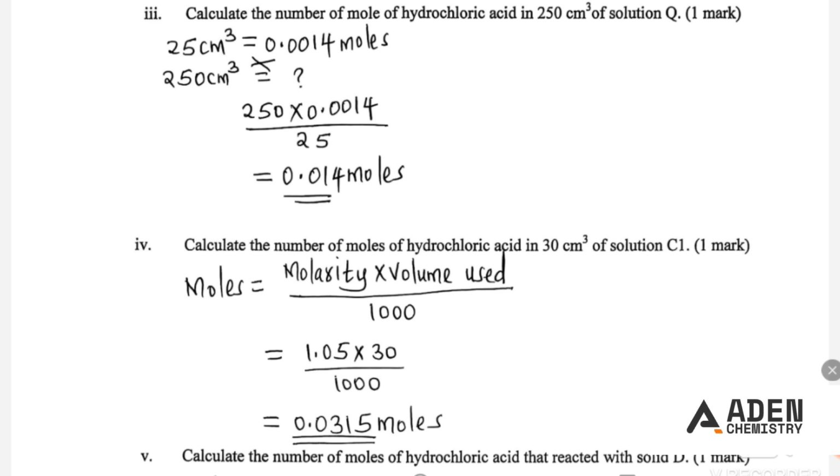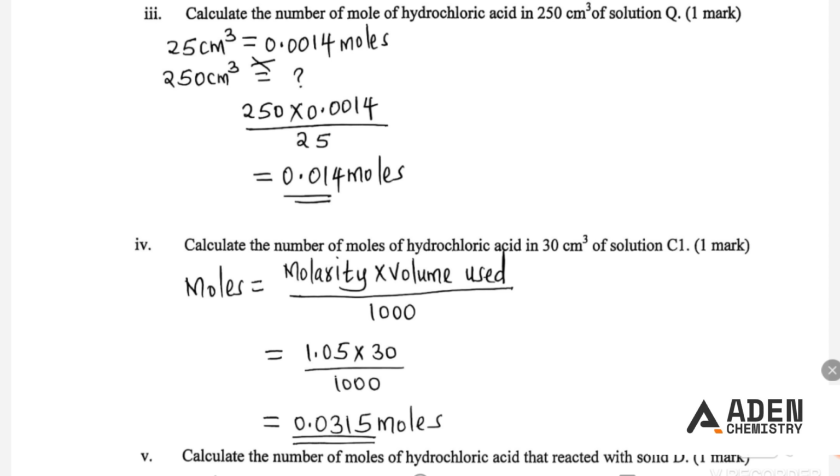So in Roman 3, we are told to calculate the number of moles of hydrochloric acid in 250 centimeter cube of solution Q. Previously in Roman 2, we calculated the number of moles of hydrochloric acid in 25 centimeter cube of solution Q. So we say 25 centimeter cube of solution Q gives us 0.0014 moles. So what about 250? What we are going to get will be 0.014 moles.